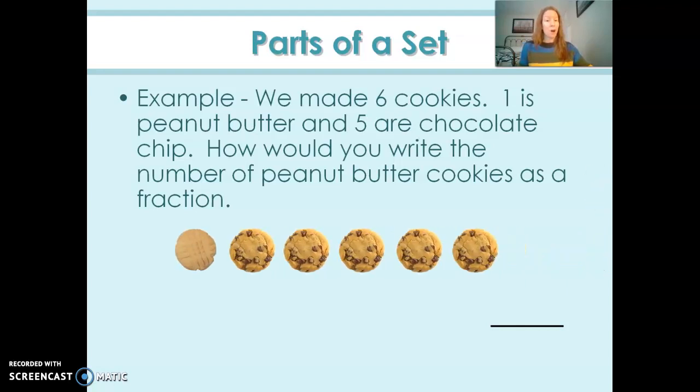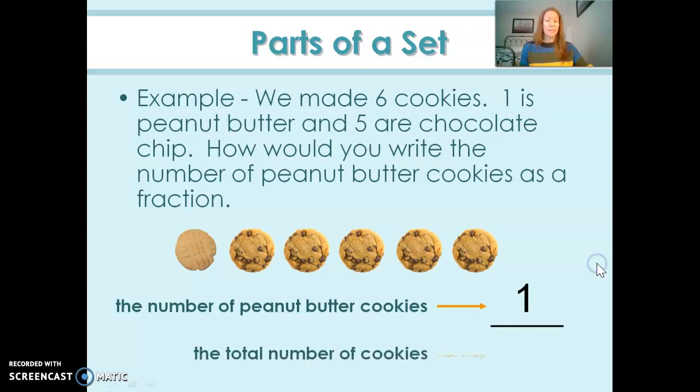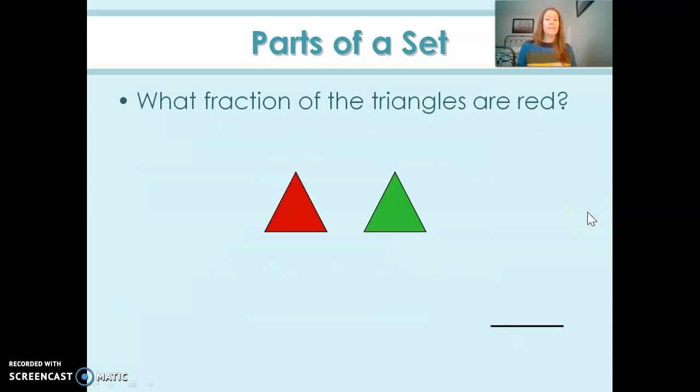here's a picture of all the cookies that we've baked. The number of peanut butter cookies goes at the top. So that's the peanut butter cookie is the numerator. And the total number of cookies goes at the bottom, which is our denominator. So let's do an example here.